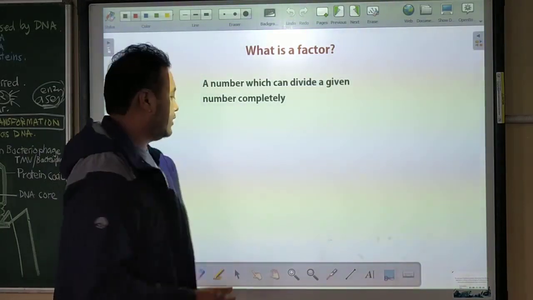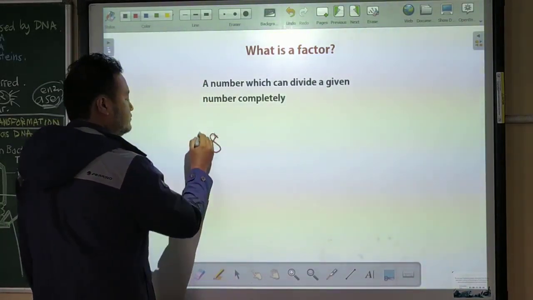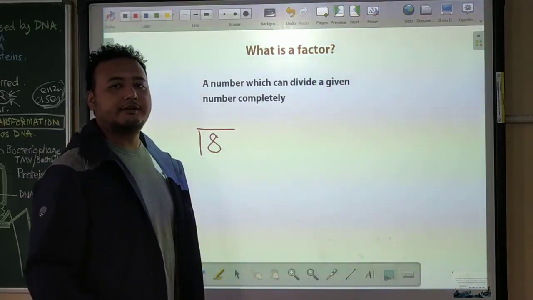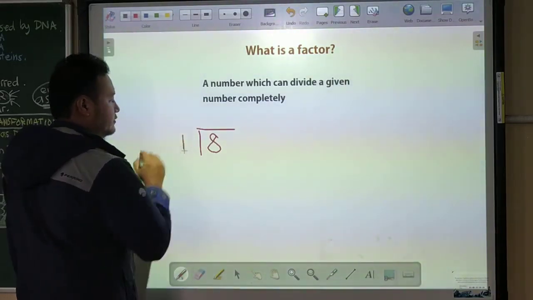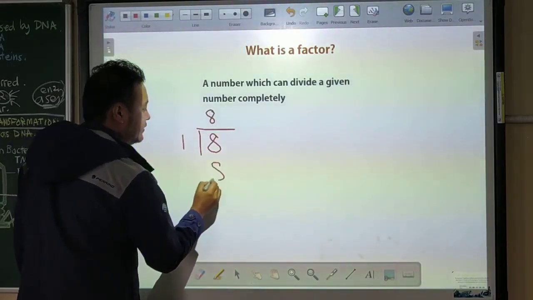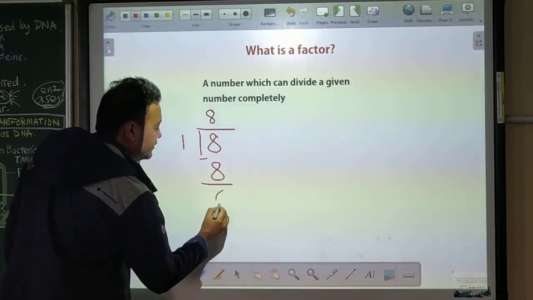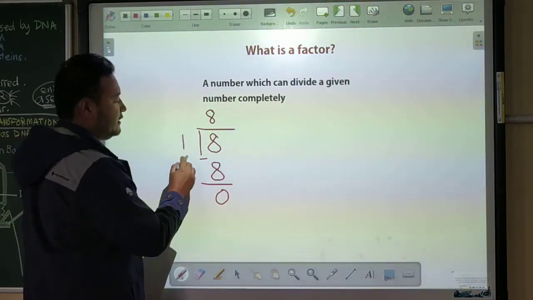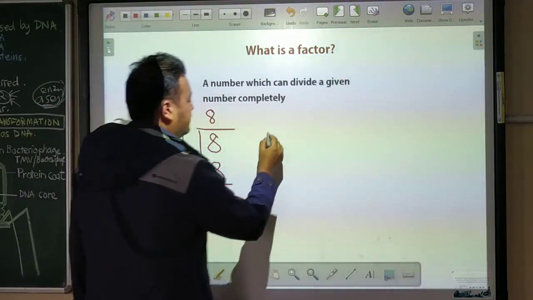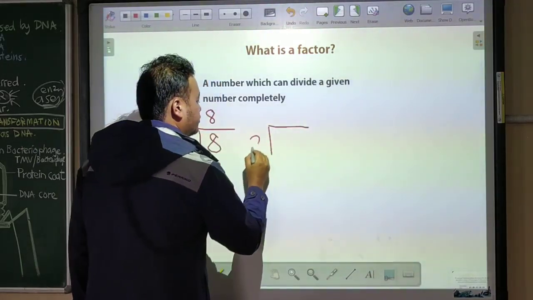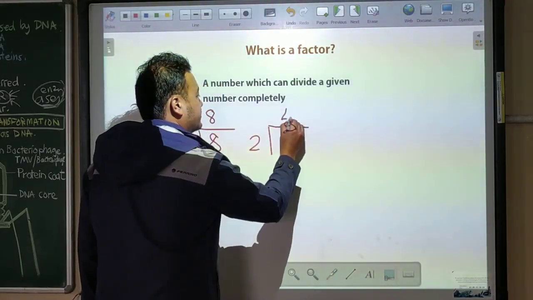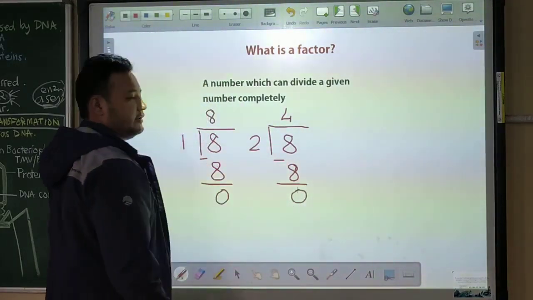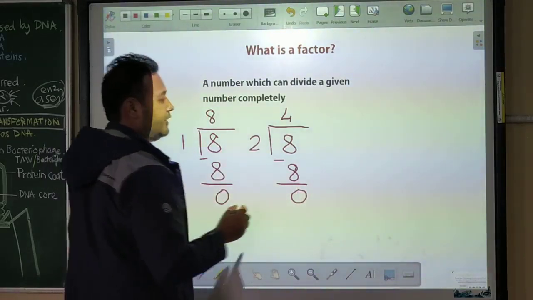So let's say we have a number 8. Now let's start dividing this number 8 starting from 1. So 1 8s are 8 and the remainder is 0. So this means that 1 is a factor of 8 because it divides 8 completely. Let's go to 2. 2 4s are 8. Again, the remainder is 0. So that means 2 is also a factor of 8.